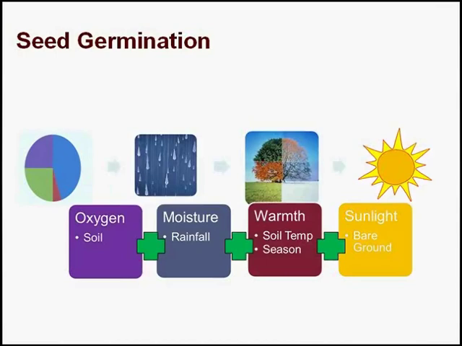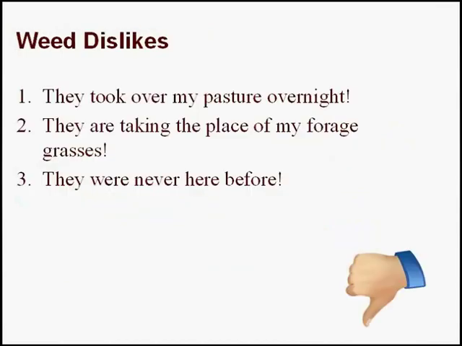And then, of course, you need warmth coming from the sunlight. You need that soil temperature to be increased, and you need bare ground. So if we don't have the bare ground, or if we have grass covering the soil surface so the bare ground doesn't get the soil or the sunlight that it needs in order to germinate, those seeds will remain dormant again. So sometimes we hear they were never here before.